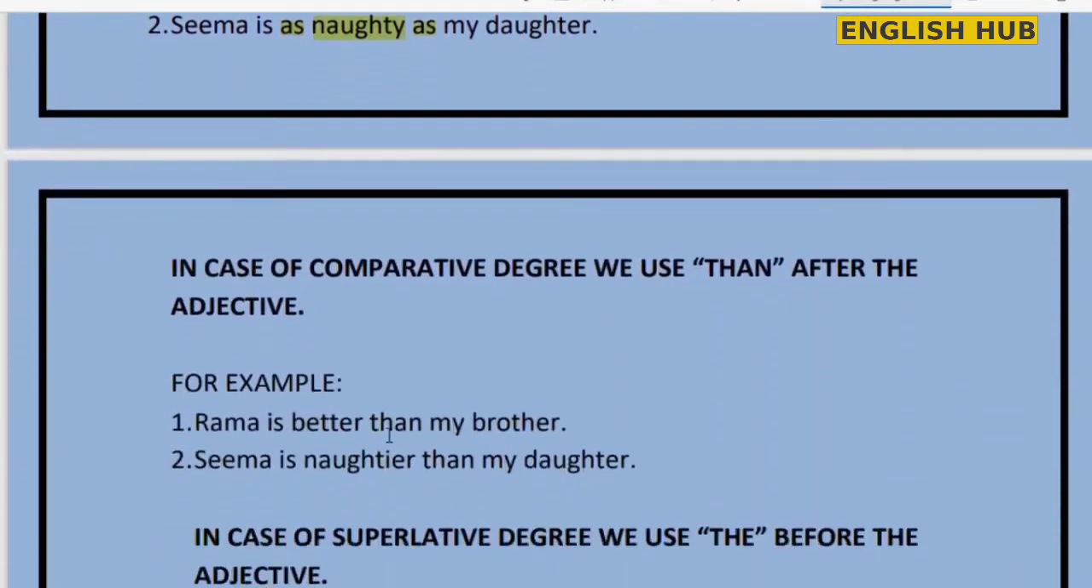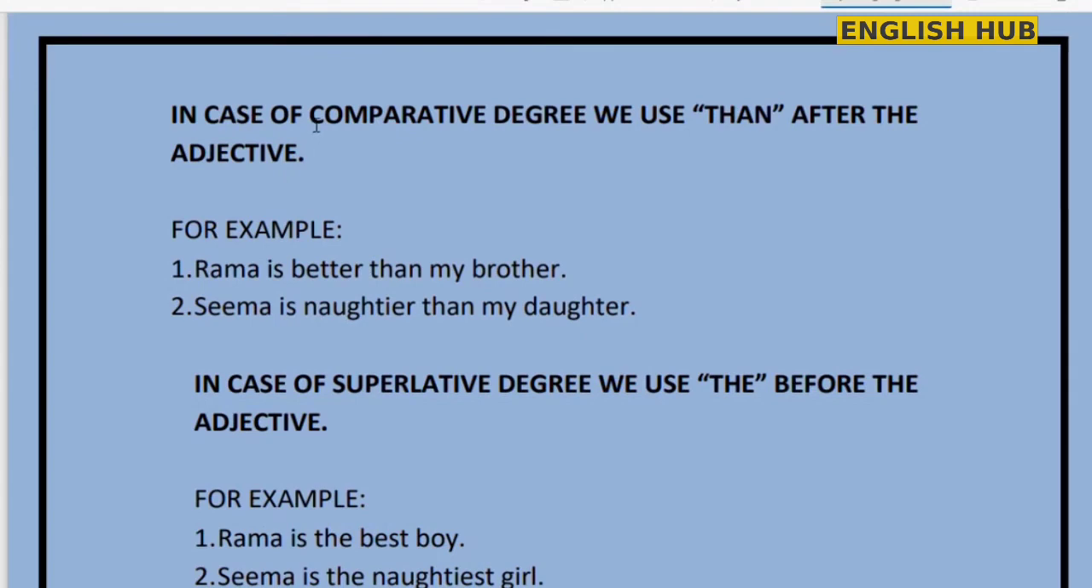Next we will move on to the comparative degree. In the comparative degree it is very important to put than after the adjective. Just after the adjective, we will have to put than. For example, if I am comparing myself with my brother, if I say I am not as intelligent as my brother, this is in case of a positive degree. But if we have to write it in a comparative degree, then I have to say I am more intelligent than my brother. So we are using the word than after the comparative form. That is, more intelligent is the comparative form. After that, we are using the word than.